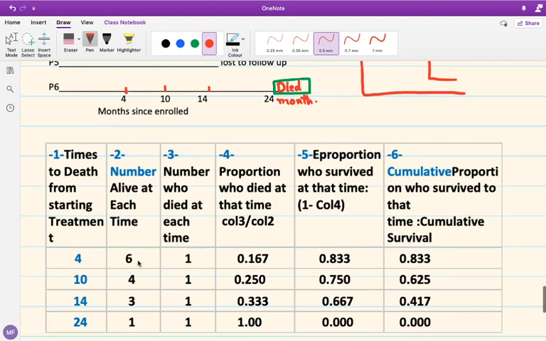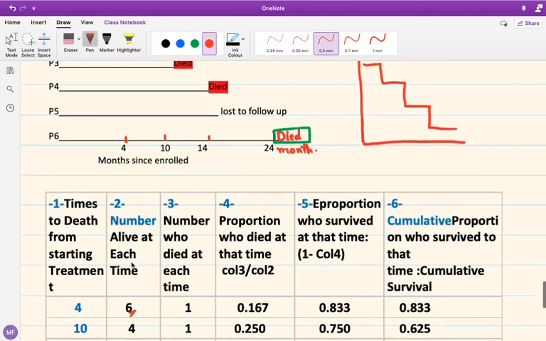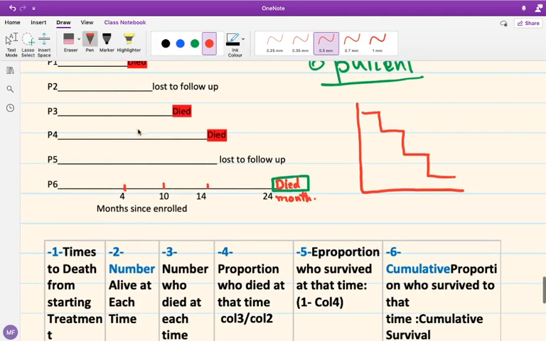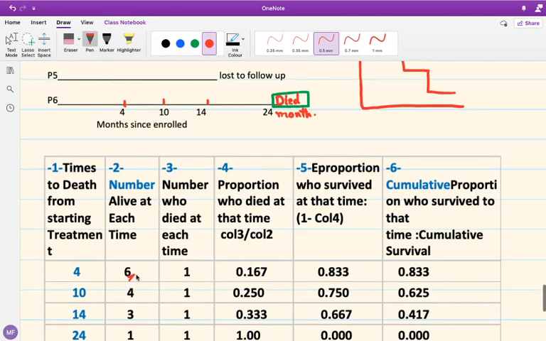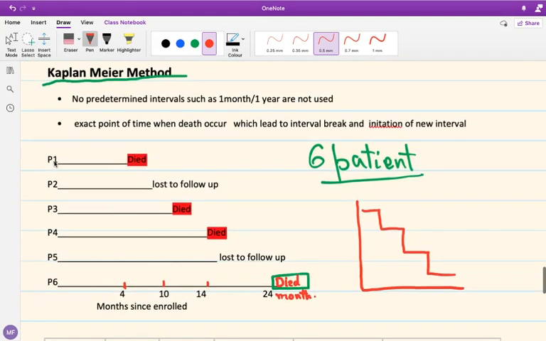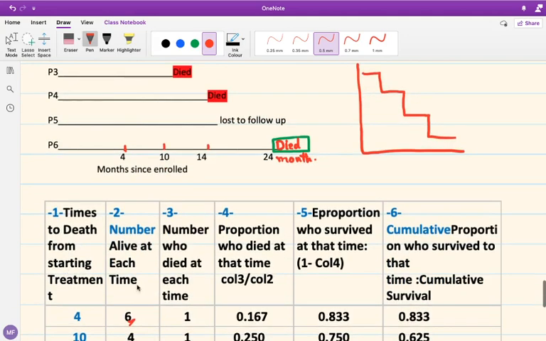Now here comes the interesting fact. Although the patient died at the 4th month, for the numerator value we are counting all the patients enrolled and alive at that time point. So let's say the patient was alive till the 4th month of the study. We count all these patients from patient 1 to 6. That's why we wrote 6 over here instead of 5.